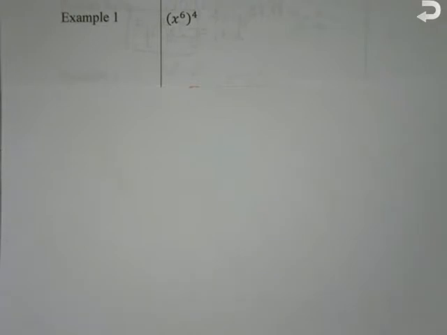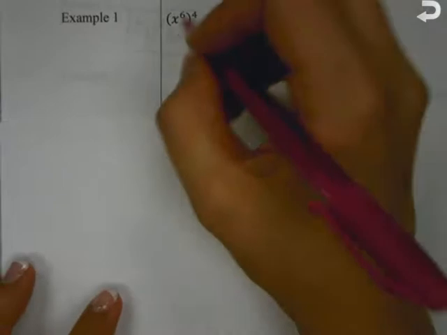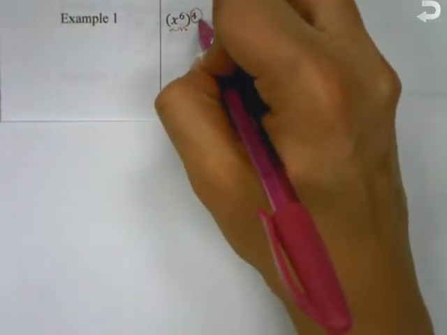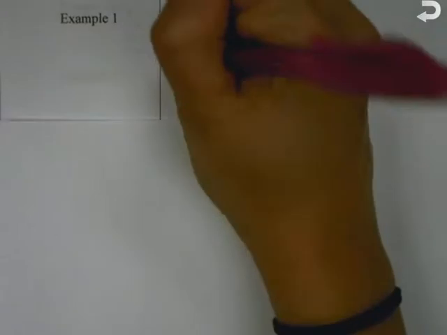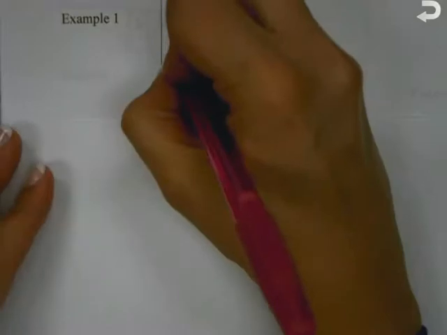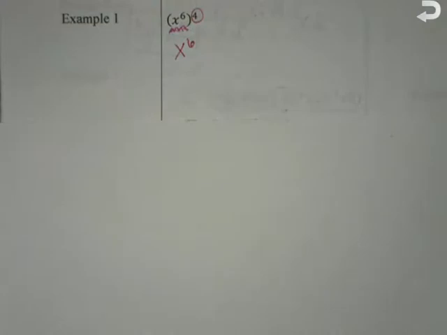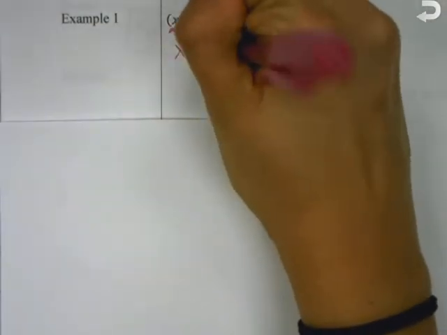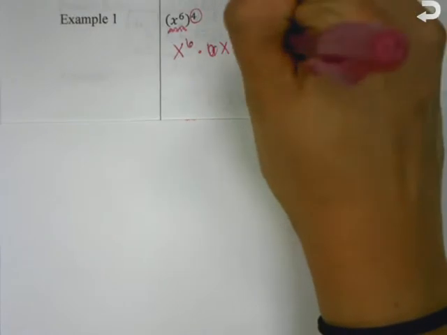When I am raising something to a power, what does that mean? You're multiplying. I'm multiplying it how many times? By the exponent. So, if I have x to the 6th, all of that to the 4th power, what am I doing? I'm multiplying x to the 6th 4 times. I want you guys to write it all out. X to the 6th times x to the 6th times x to the 6th times x to the 6th. Is everybody okay with that?